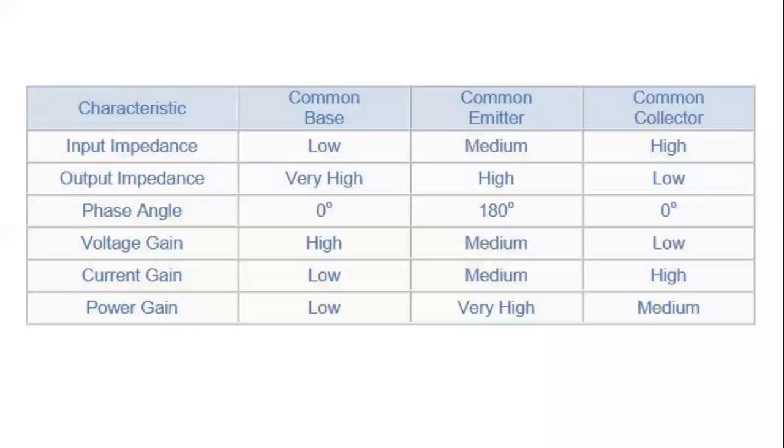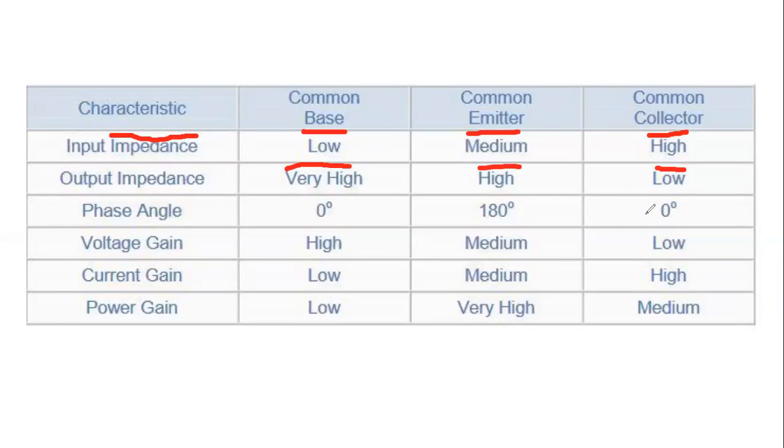So finally, there is a comparison table. From here, you can easily compare the input impedance. Impedance means resistance. In the input resistance, the common base is low, the common emitter is medium, and the common collector is high. And the output impedance: the common base is very high, the common emitter is high, and the common collector is low.